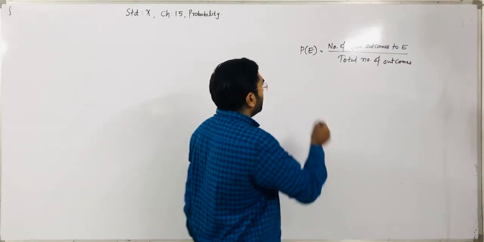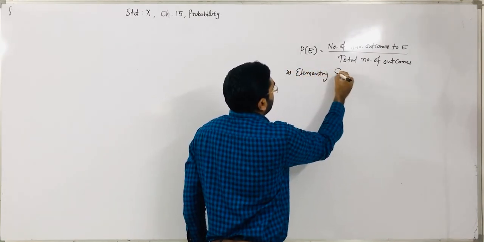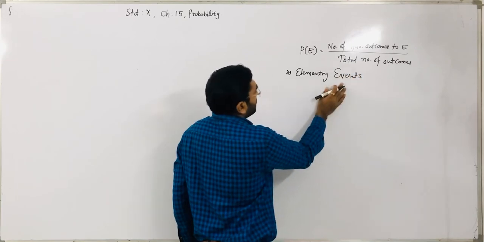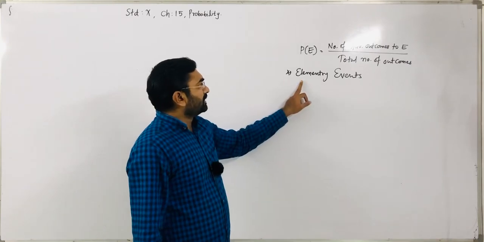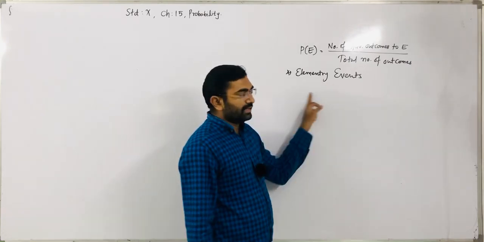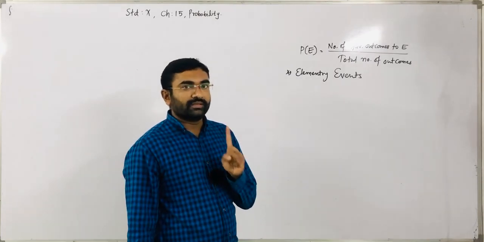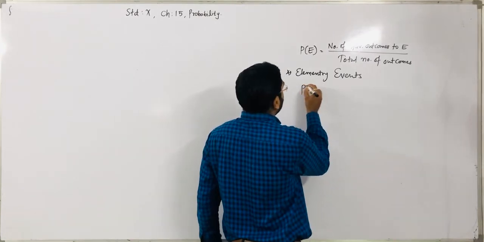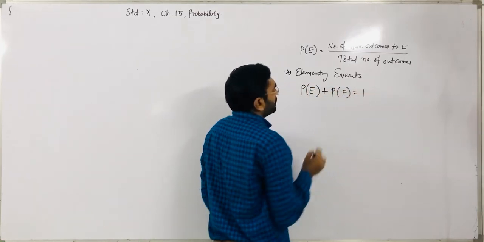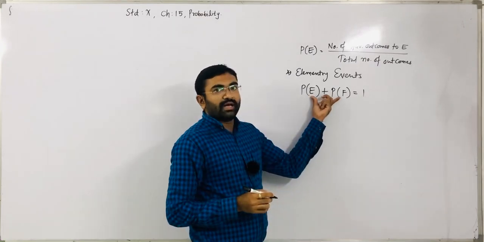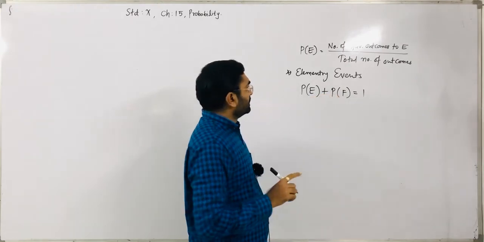Then we learned about elementary events, a type of event. An elementary event is an event whose outcome is only one. And the sum of the probabilities of all elementary events is always 1. So P(E) plus P(F) is equal to 1, where E and F are both elementary events, meaning each event's outcome is only one.